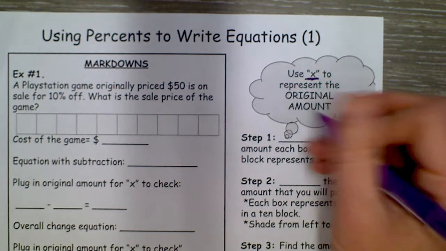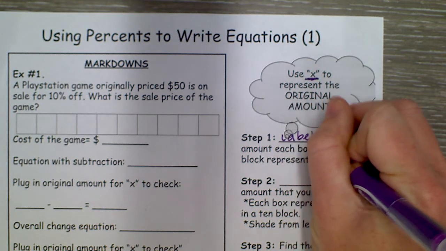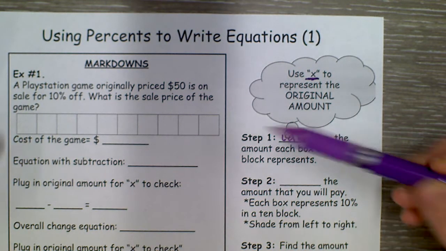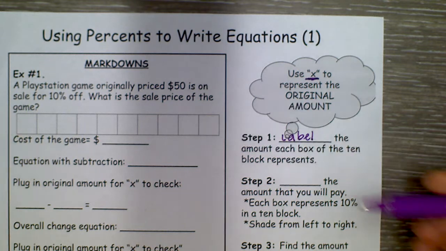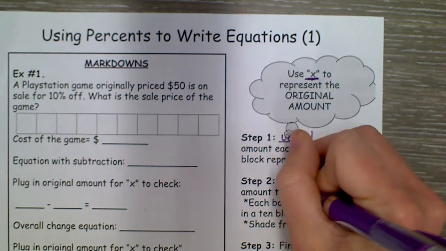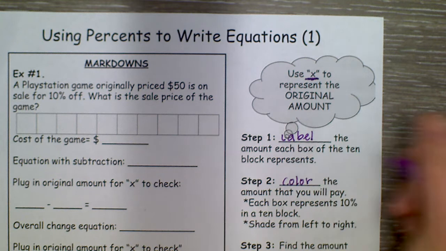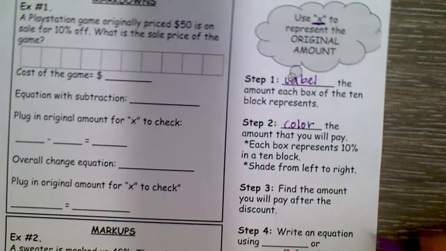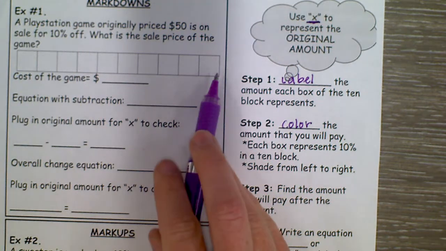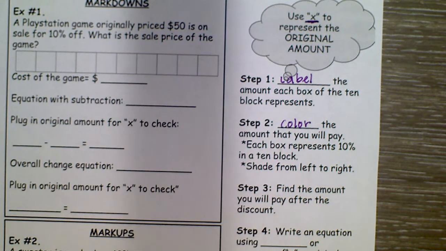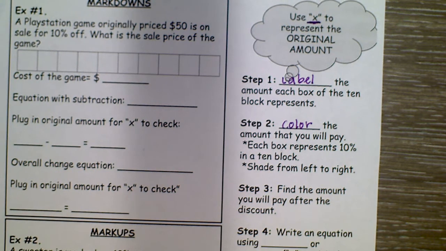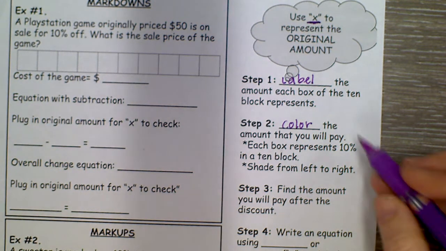So step 1, you're going to label the amount that each 10 block represents. And today you're going to be given 10 blocks just like this one. Step 2, you're either going to color or shade in the amount that you will pay. Each 10 block, because there's 10 of those blocks, each block represents 10%, so you'll shade each percent from the left to right, because that's what makes sense, for the percent that you will pay.